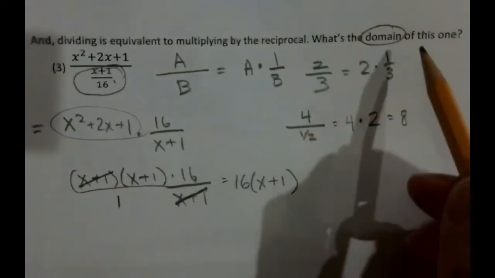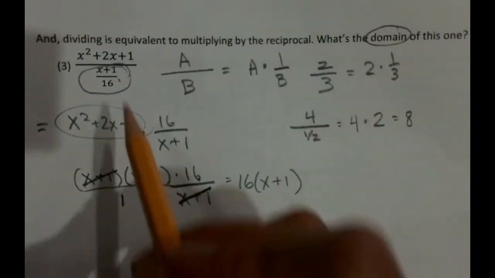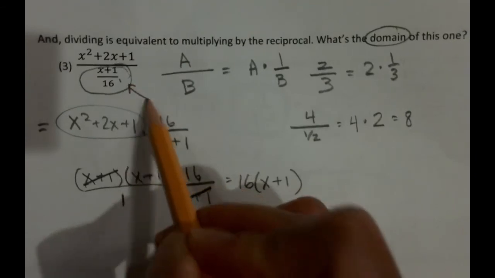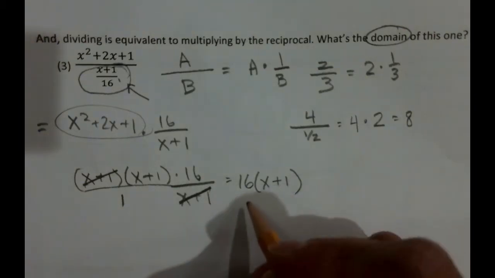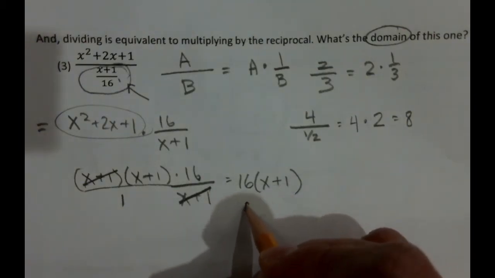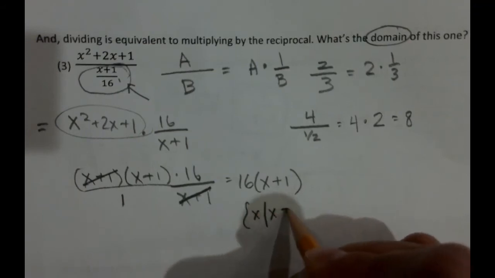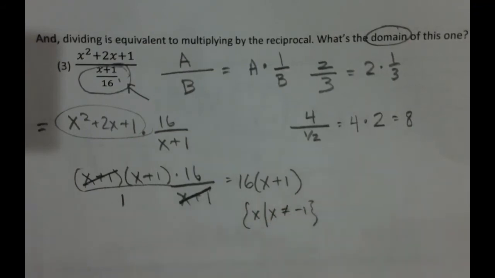But, right, remember the domain. In other words, when will this be 0? X plus 1 over 16. Well, when x is -1. So, as long as x is not -1.